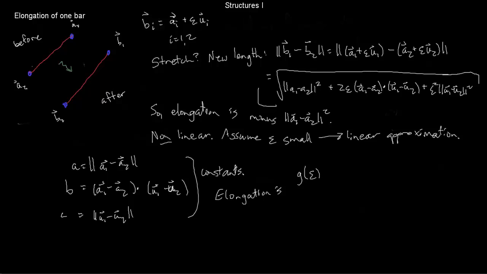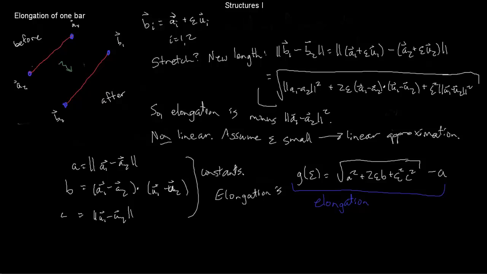I'm going to name this function g of epsilon. It's the square root of a squared plus 2 epsilon b plus epsilon squared c squared, minus a. I'm going to view this as a function of epsilon. And I wish it was linear, but it's not. But for small enough epsilon, I can approximate it by a line using the techniques of calculus.